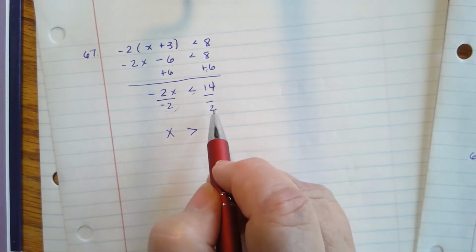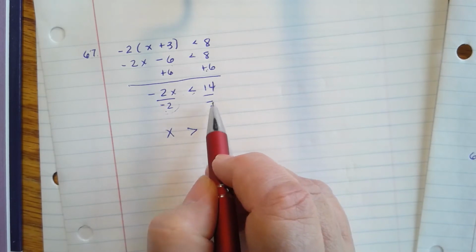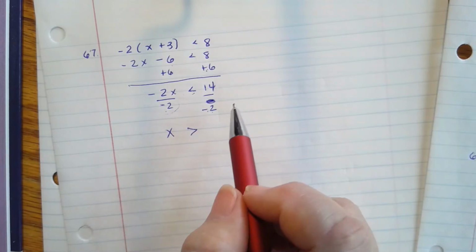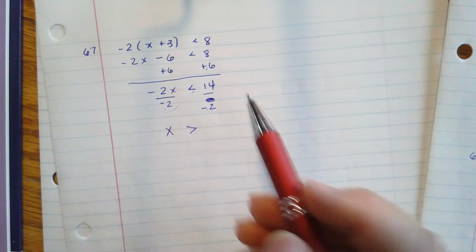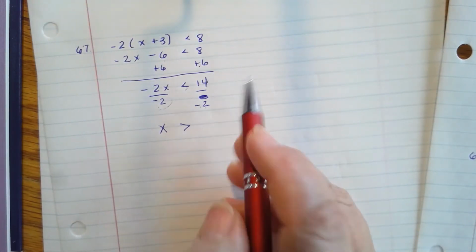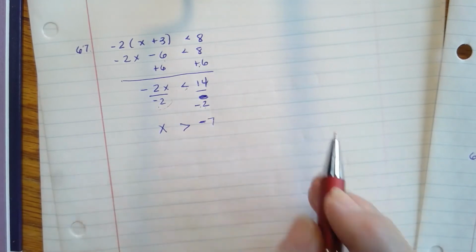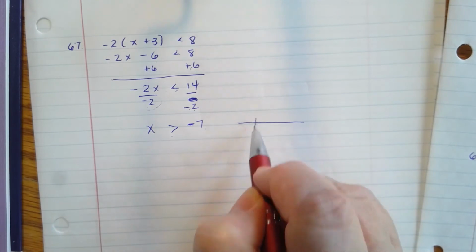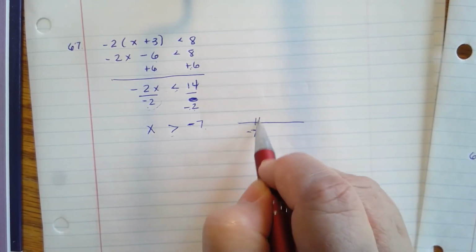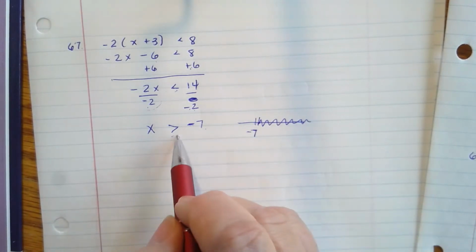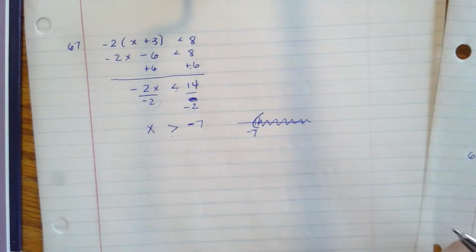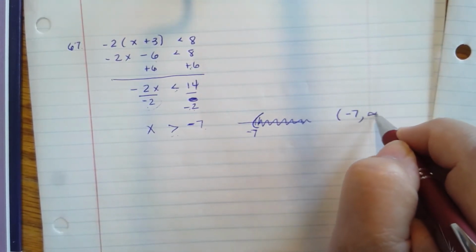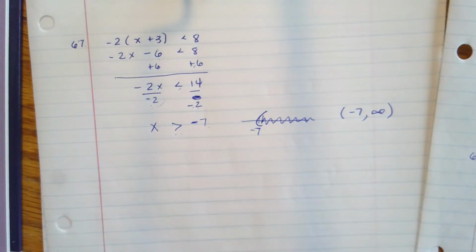And 14 divided by a negative 2, I don't know how that sign got way up there. That's supposed to be a negative 2. I'm trying to look at where I am and write at the same time. So 14 divided by negative 2 should be a negative 7. And it's greater than negative 7. So that means to the right. It doesn't have an equal to, so that'll be a parenthesis. So it's going to be parenthesis negative 7 infinity parenthesis.